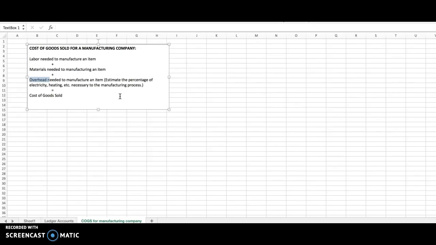You add those 3 up, you'll get cost of goods sold. So these 3 items you need to understand. We, again, won't be doing specific problems with this type of company, but you need to know that if it's a manufacturing company, you need to consider labor, you need to consider materials, and you need to consider overhead.